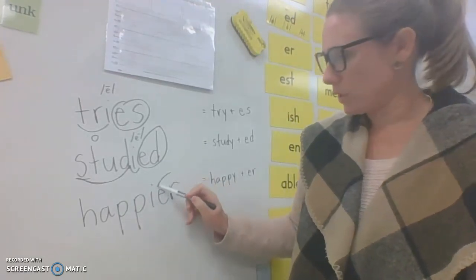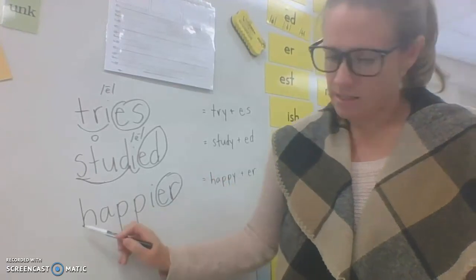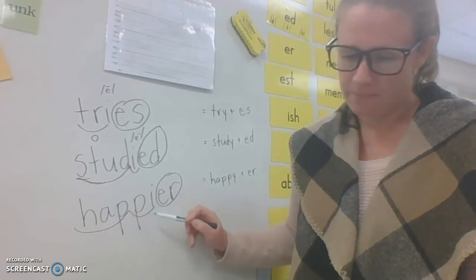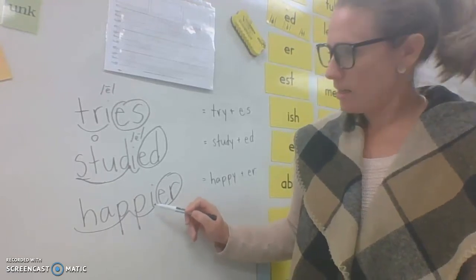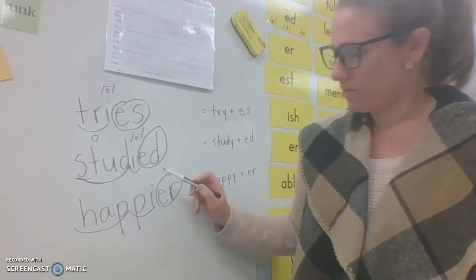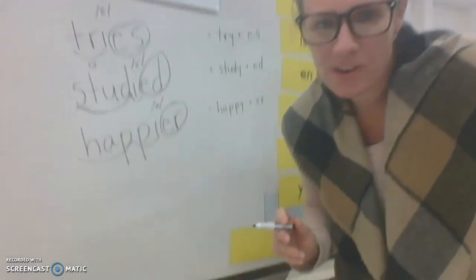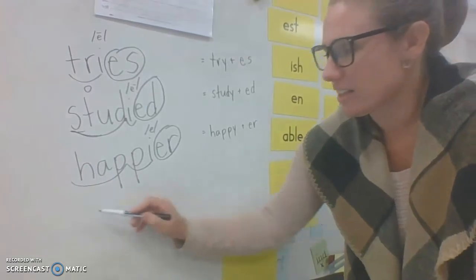Happier. Well, we know er is the suffix ending, so then we have happy. And again, the I here sounds like a long E. I think we need to do one more that isn't long E. Let's look at this one.